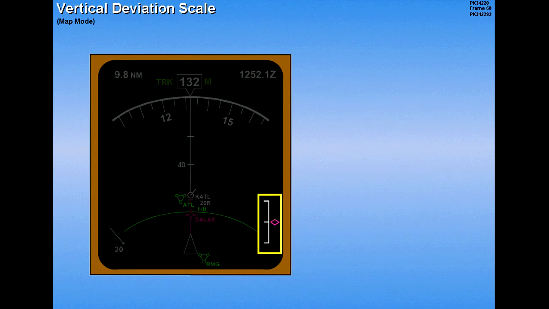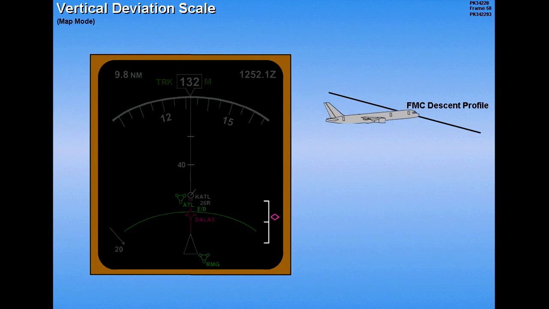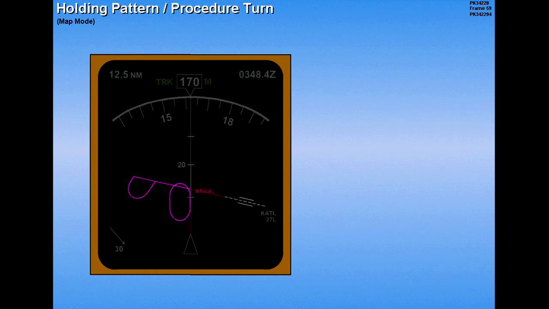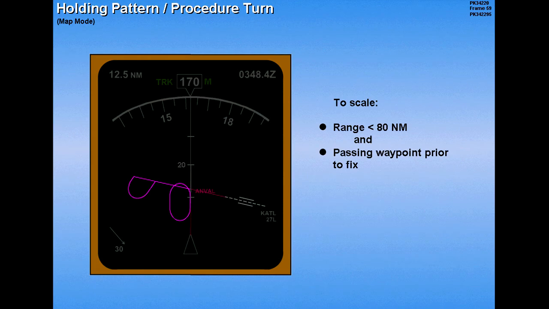The vertical deviation scale and pointer show deviation from the FMC calculated descent profile. Full deflection indicates a deviation of 400 feet or more. Holding patterns and procedure turns are displayed when entered in the FMC stored route. Initially, they are a fixed size, expanding to correct size when within 80 miles, and passing the waypoint prior to the fix.